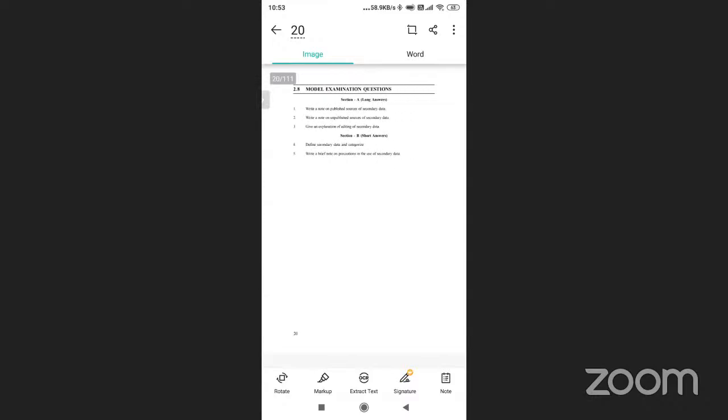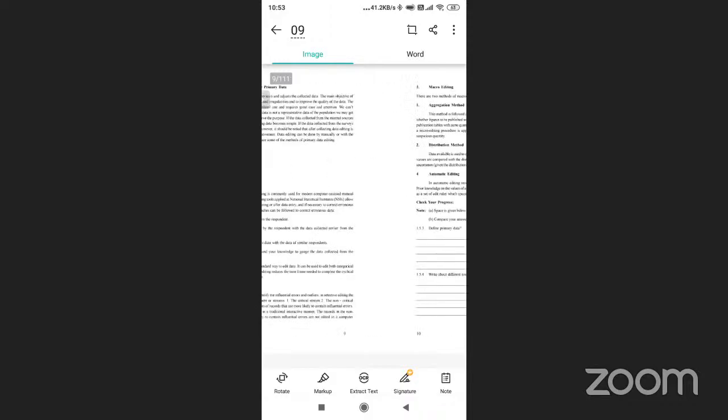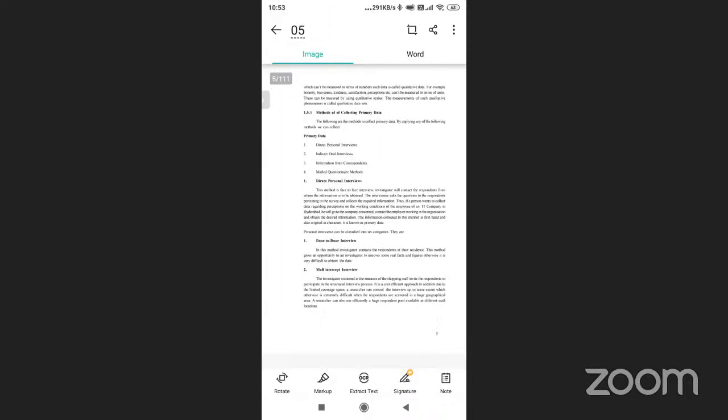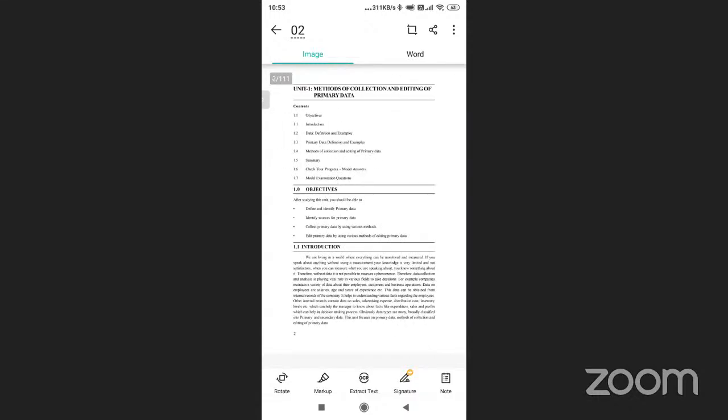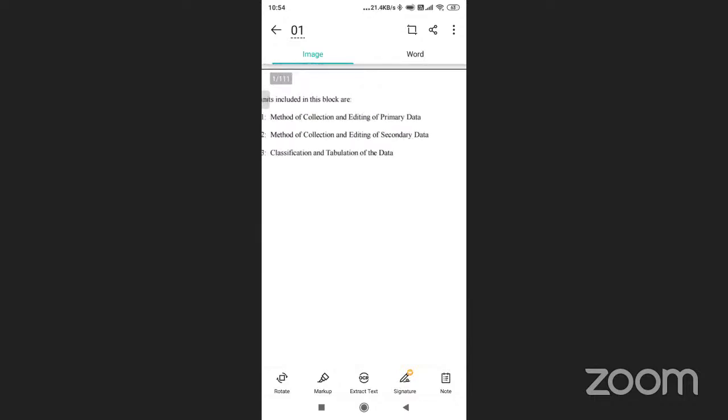ఇక్కడ వరకు చూసుకోండి. 2 యూనిట్లు కంప్లీట్ చేసినాం. ఈ 2 యూనిట్ల జనరల్ ఇన్ఫర్మేషనే. Today we have completed and discussed 2 units in block 1. First one is methods of collection and editing of primary data. Second one is methods of collection and editing of secondary data. So tomorrow we can go to classification, tabulation of data. Tomorrow we can explain in detail. So these first 2 units are general. The 3rd unit is also general. Second block nunchi we are having the problems.